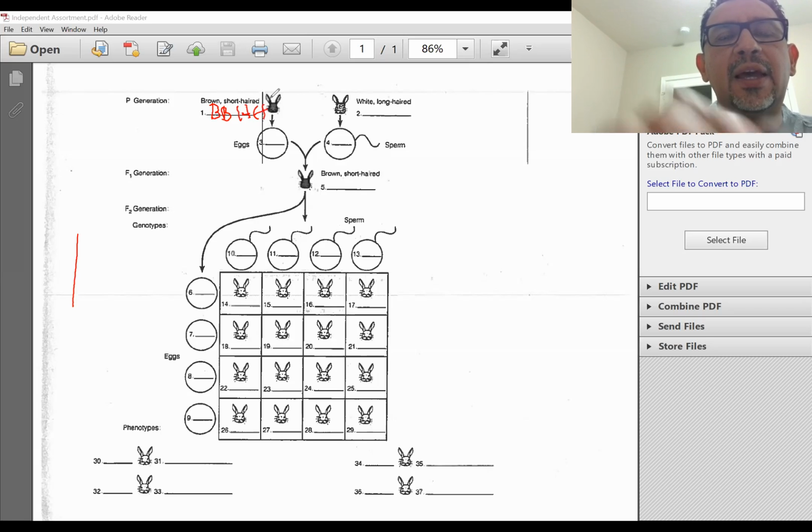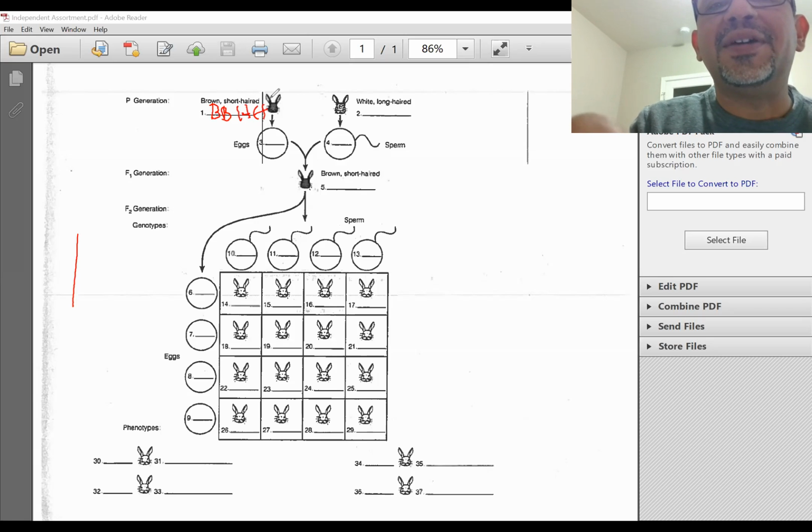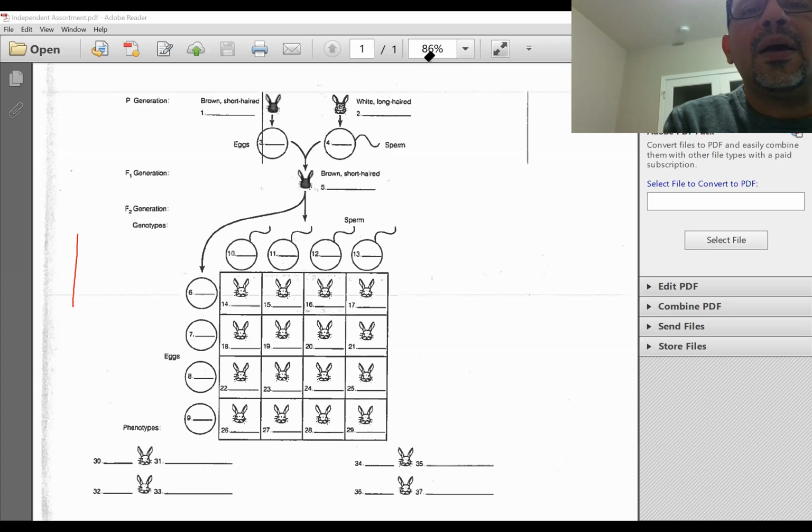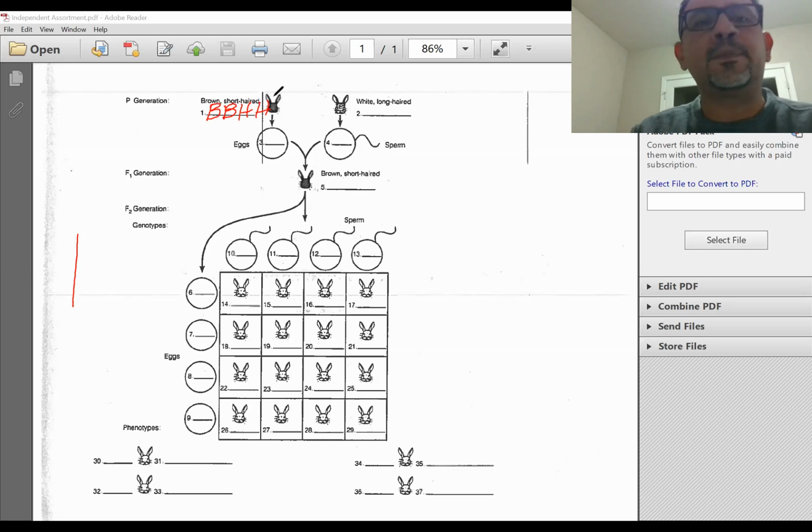And I'm sorry, I'm going to try to redo this because it's kind of hard to write on these screens. So I'm going to do it once again, trying to just annotate. Okay, here we go. Capital B, that's a little bit better. Capital H, and capital H.